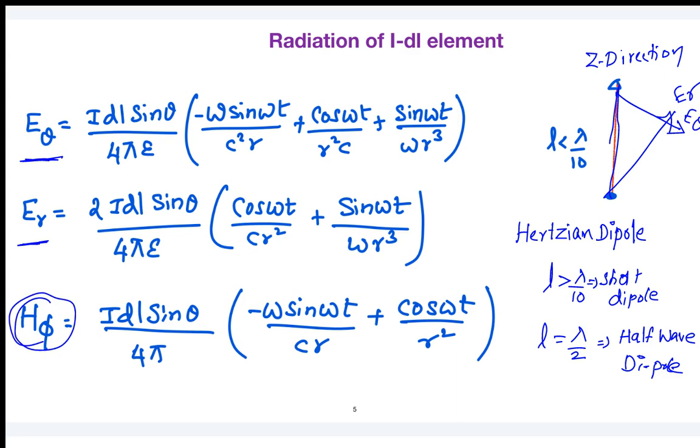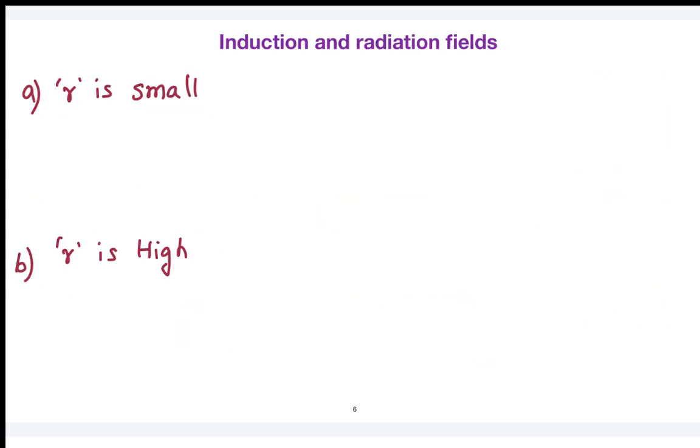Why? Because if any current is passing through this element and it is oscillating, it is going to create the magnetic field. It is very important to recognize in this slide that your electric field is a function of 1 by r, 1 by r square and 1 by r cube. Maybe E r is a function of 1 by r square and r cube, and H phi is a function of 1 by r and r square. That doesn't matter. But if you see the combined variation, your electric field, let me say E theta, is a function of 1 by r, 1 by r square and 1 by r cube.